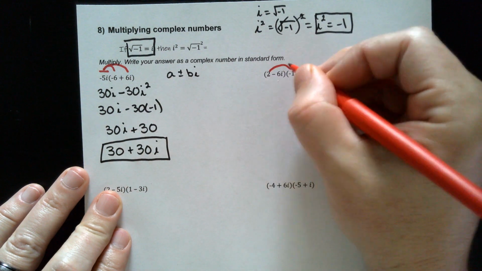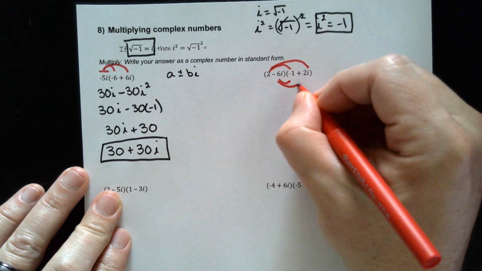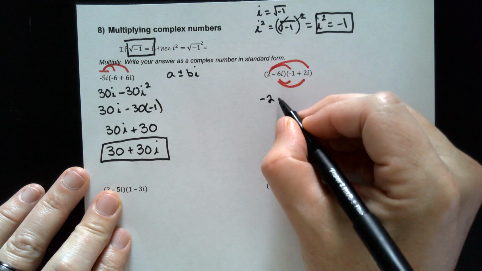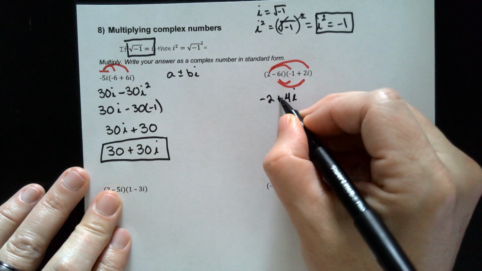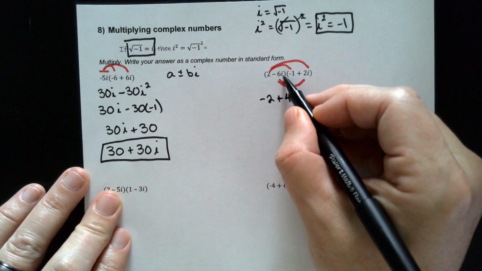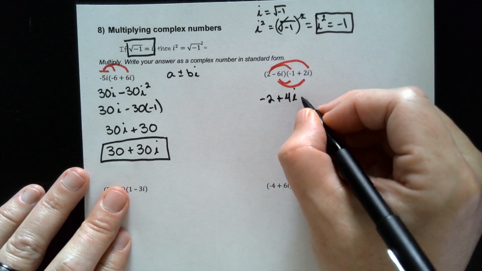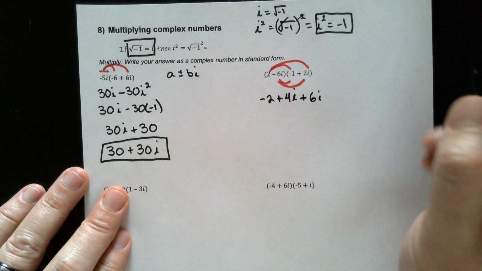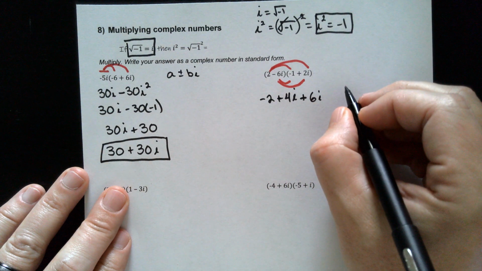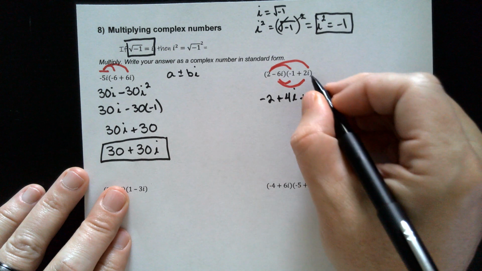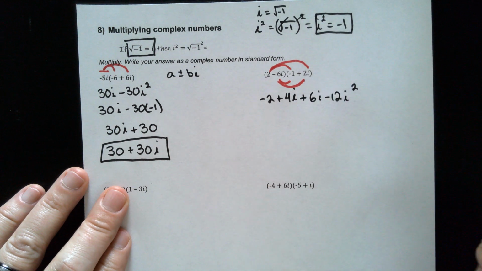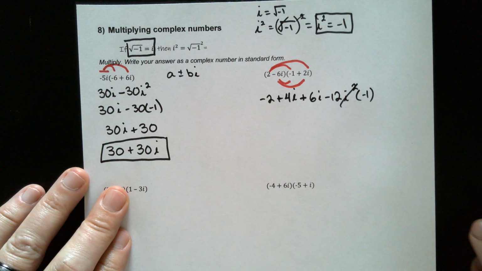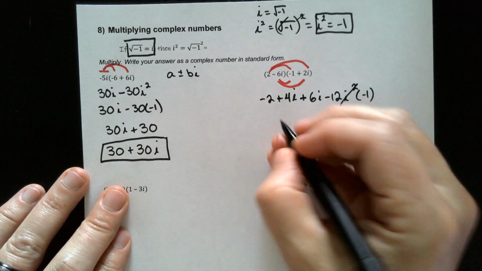Okay, let's look at this one. We've got multiple distributions here. So I'll take the 2 and distribute, and then I'll take the negative 6i and distribute. So 2 times negative 1 is negative 2. 2 times 2i is 4i, just 2 times 2, keep the i. Now, negative 6i times negative 1, negative times a negative is a positive, and then it's just 6i, because it's just times a 1 there. And then negative 6i times 2i, well, negative 6 times 2 is negative 12, and then i times i is i squared. So we're going to replace this. I'll just go ahead and mark it out, and I'm going to replace it with a negative 1 because of the definition.